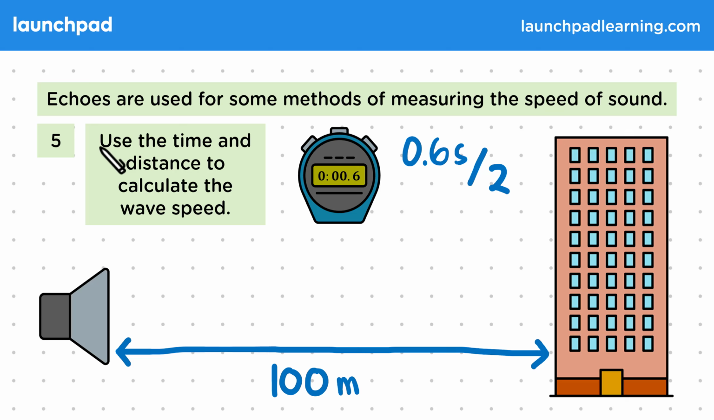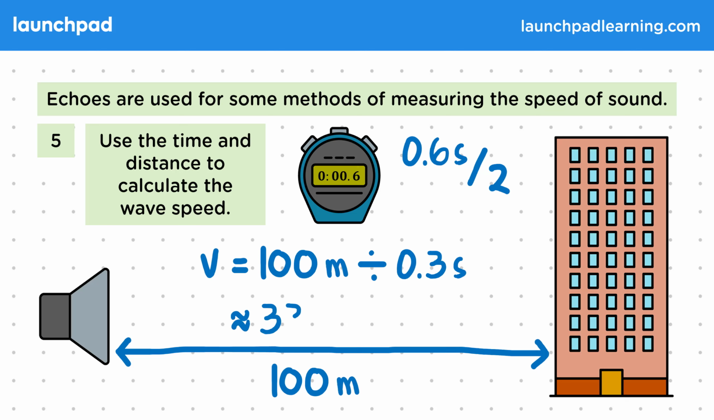Then in step 5, use the time and distance to calculate the wave speed. Remember that we can calculate a speed by dividing the distance travelled by the time taken. In this case, we've measured that it takes a sound wave 0.3 seconds to travel 100 metres. So the speed of the sound wave is 100 divided by 0.3, which is approximately 330 metres per second.